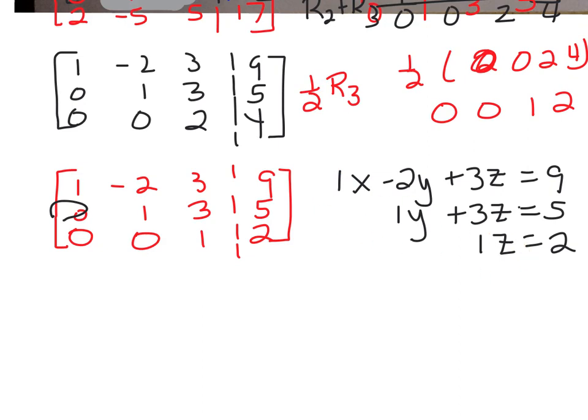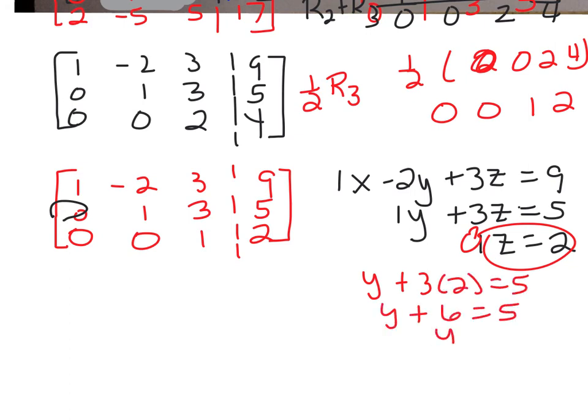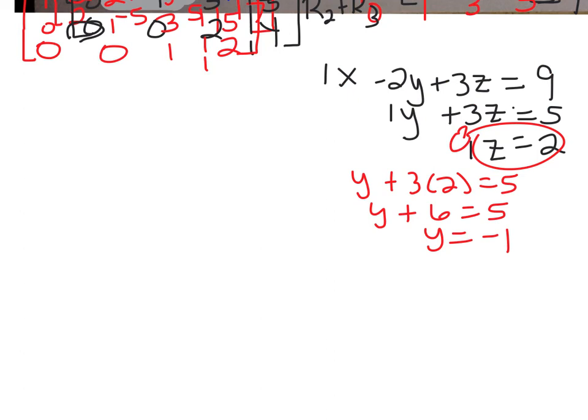So I'm going to take my z and plug it in right above, into the equation. So it's y plus 3 times 2 equals 5. So y plus 6 equals 5, minus 6. Y is equal to negative 1. Okay, so now that I have my z is 2, my y is negative 1, I'm going to plug that into the first equation to find x.